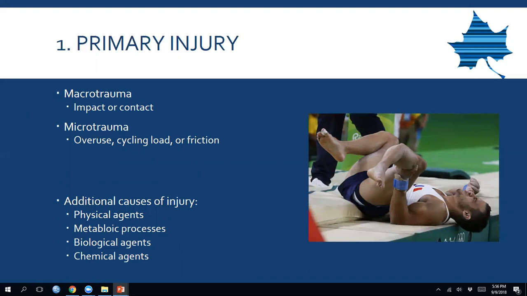The idea of micro trauma is that chronic or long-term injuries, and these are the overuse, friction. This is where all of your medial tibial stress syndrome or stress fracture fits in. This is where the idea of any tendinitis fits in. So you have a whole lot of trauma happening over a long period of time.